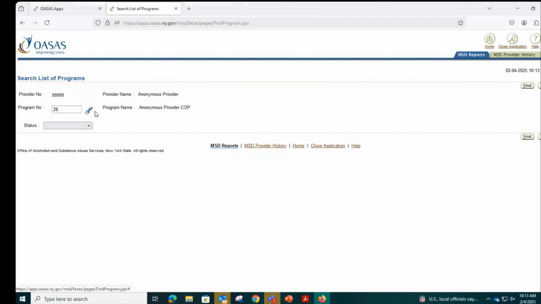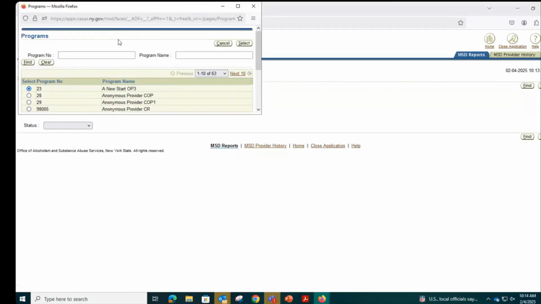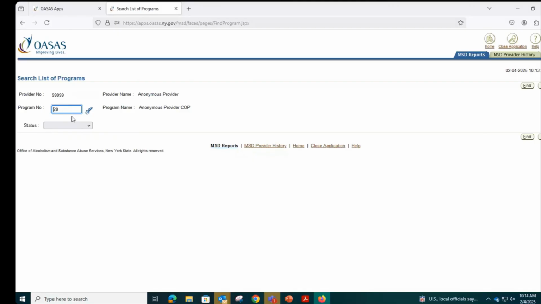it should populate a list. Oh, I already have 28 in here, so it won't give the whole list. But if I didn't have 28 in there, it will list all the programs under my provider. And I could select from there, but we do have 28 here.